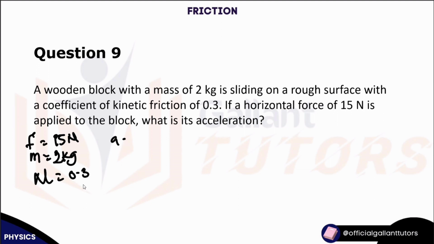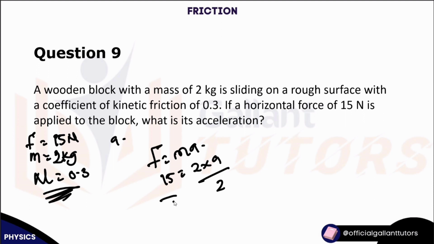Now, in this kind of scenario, we don't need this. Is that clear? We don't need this. All we have to do is use F equals what? ma. That is 15 is equal to what? 2 times acceleration divided by 2. Acceleration is equal to 7.5 meter per second squared. Notice the square instead of meter per second, right? So meter per second squared.